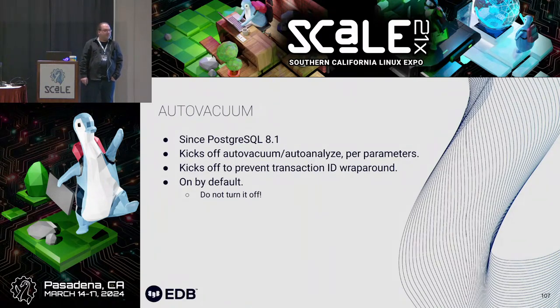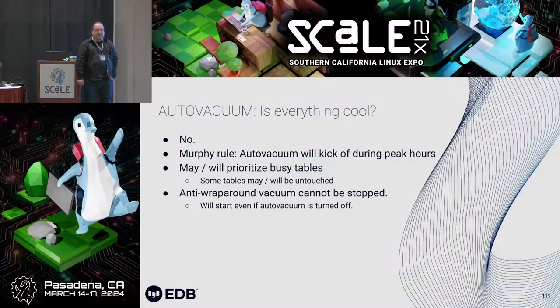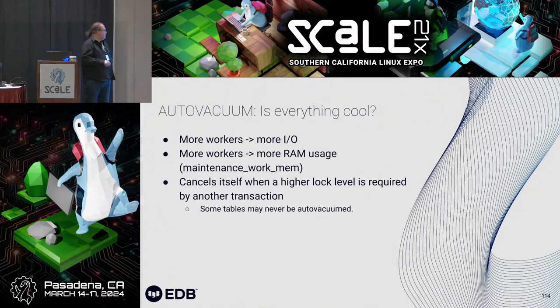When I say problem, let me explain what it means. First of all, you cannot kill this process. I mean, it's going to restart even if you kill it. And often, by Murphy's law, which is also available in Postgres, it's going to kick off in the busiest time, right? So make sure that you don't disable it. Oh, yeah, it's in here in the slides as well. It may or will prioritize some busy tables, and some tables may be untouched. It may cancel itself when a higher lock level is required by another transaction. So you may see an auto vacuum task is canceled in the logs because someone wanted to create an index.